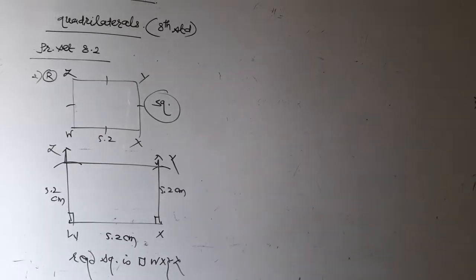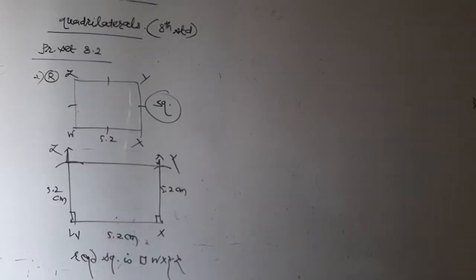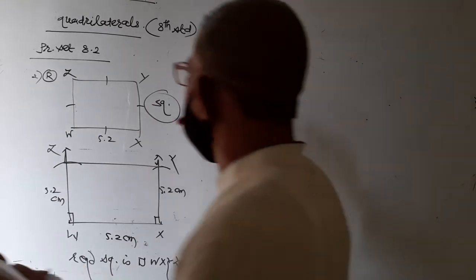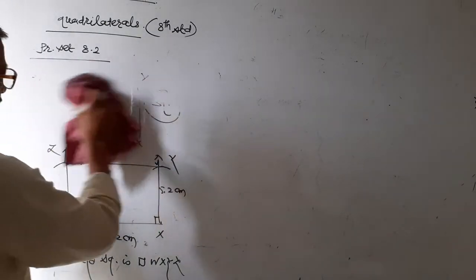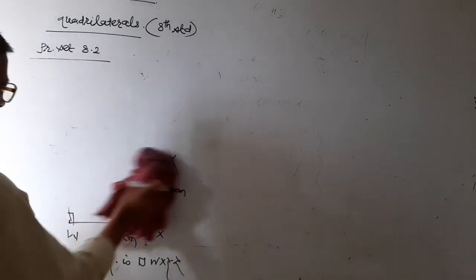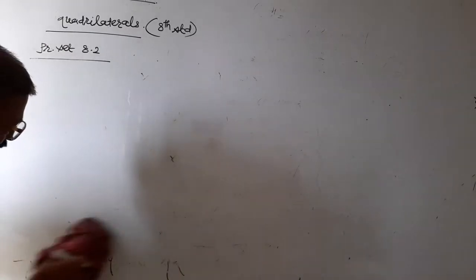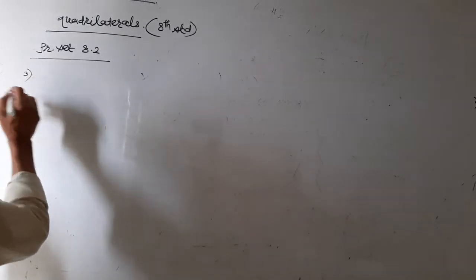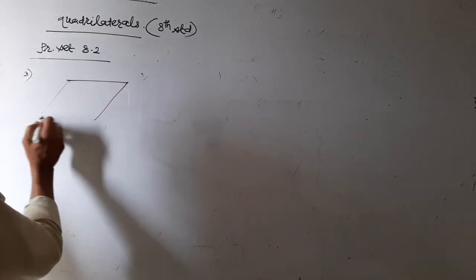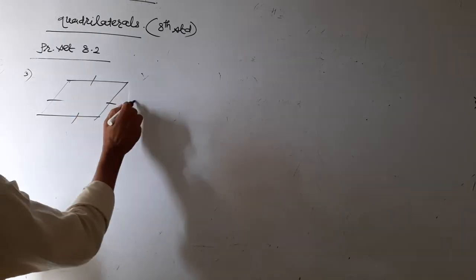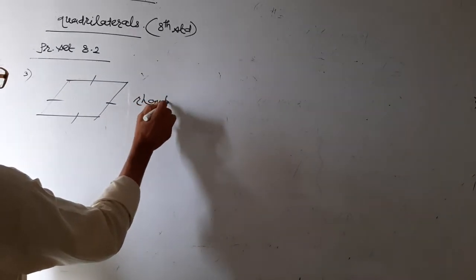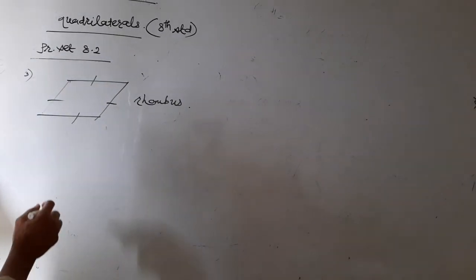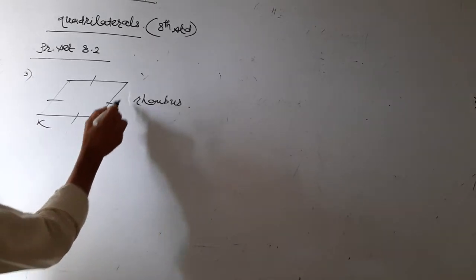Now, the third one is the rhombus. In the rhombus, all the sides are congruent. We have seen all these properties. So rhombus, all the sides are congruent. That rhombus is KLMN.